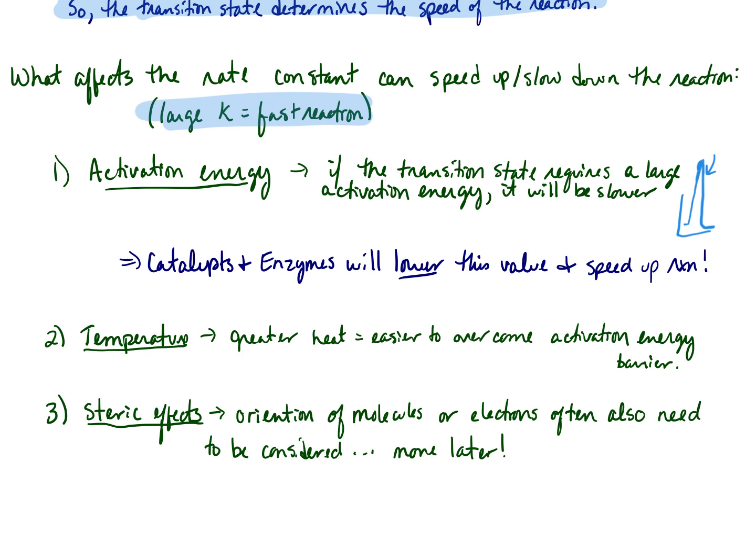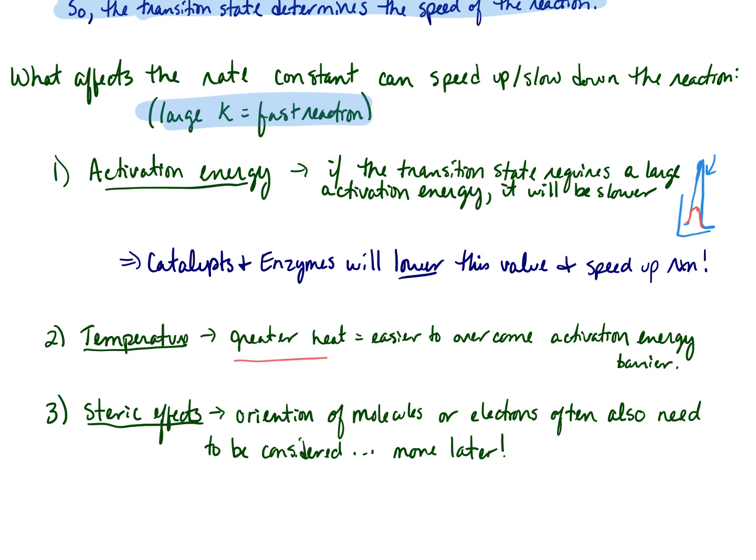So catalysts and enzymes are going to lower that activation energy. So if you have something that's a large energy hump, maybe they lower it to this. And it might have more than one hump there at that point, but that's still going to lower the overall activation energy. Temperature affects things. If we have greater heat, then it's easier to overcome that activation energy barrier. I believe in general, if you heat things up 10 degrees higher, that will roughly double your reaction speed.